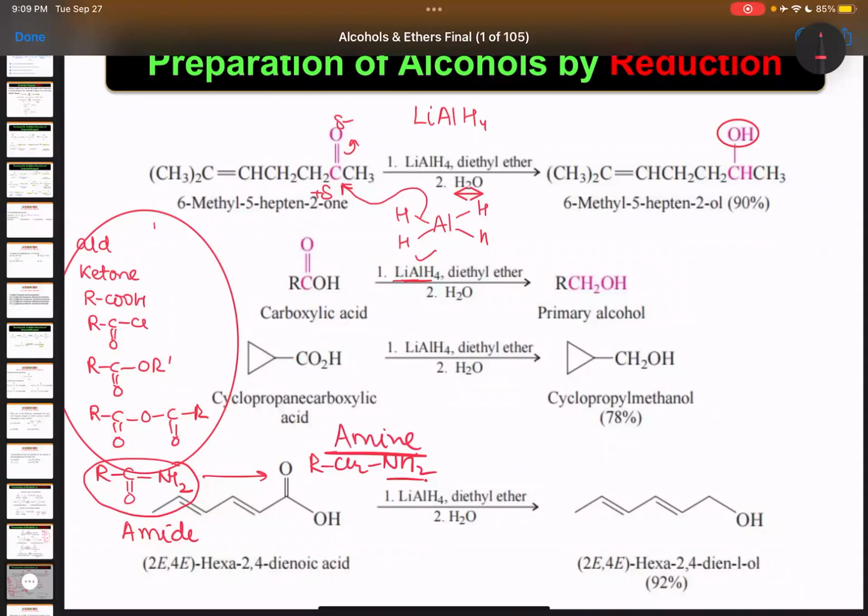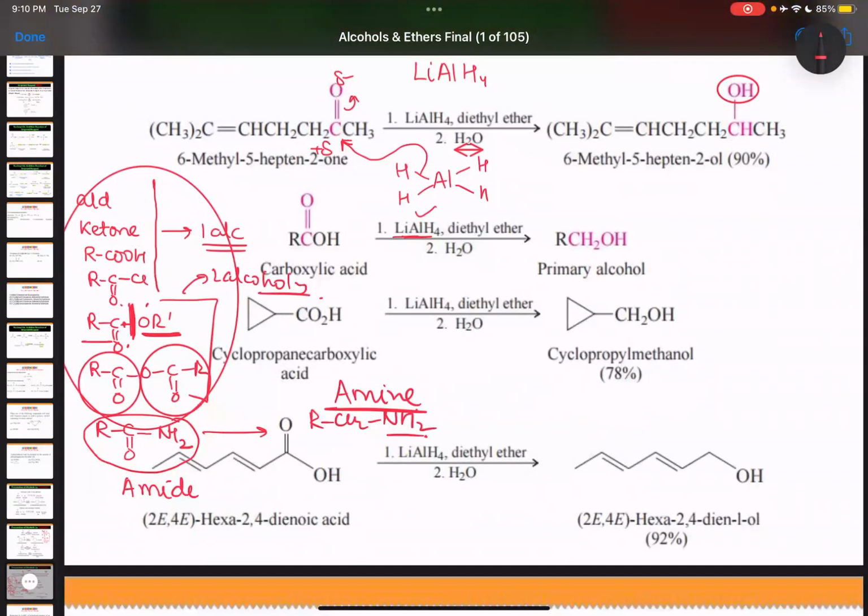But all of these will give you alcohols. They will give you only one alcohol, and these two will give you two alcohols, because this bond will get cleaved if you put H and H and H and H. So this will turn to alcohol. This will also turn to alcohol. Similarly, this will turn to alcohol. This will also turn to alcohol. So these will give two alcohols. Okay. Got it?